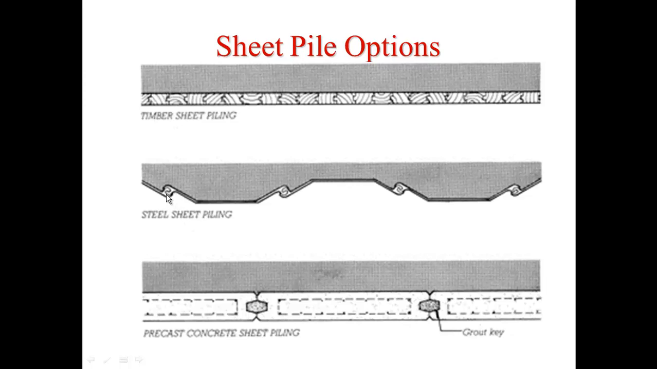steel sheet piling, where these are just kind of interlocked and driven down in the interlocked position. I'll actually show you an example of this as to how it was done on campus recently. And then we have precast concrete sheet piling, which has a grout key that gets poured in just to hold these pieces in place. Whether they stay on the site or they get pulled out later is a matter of economics.